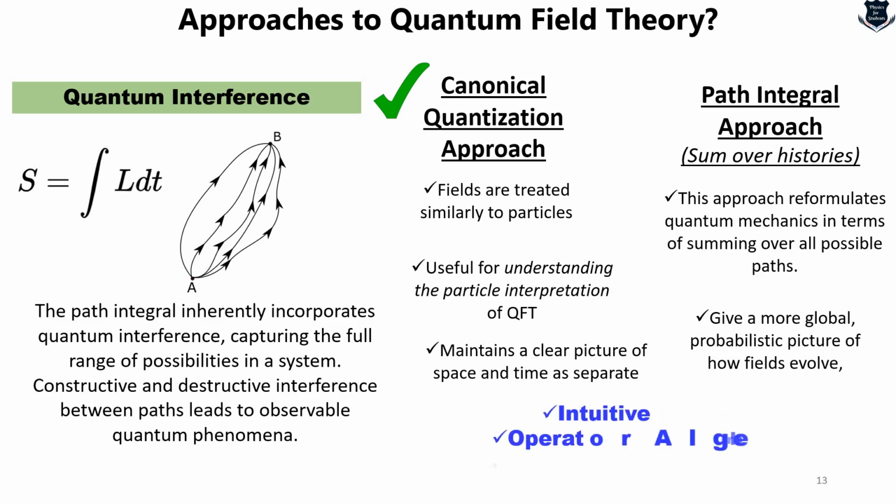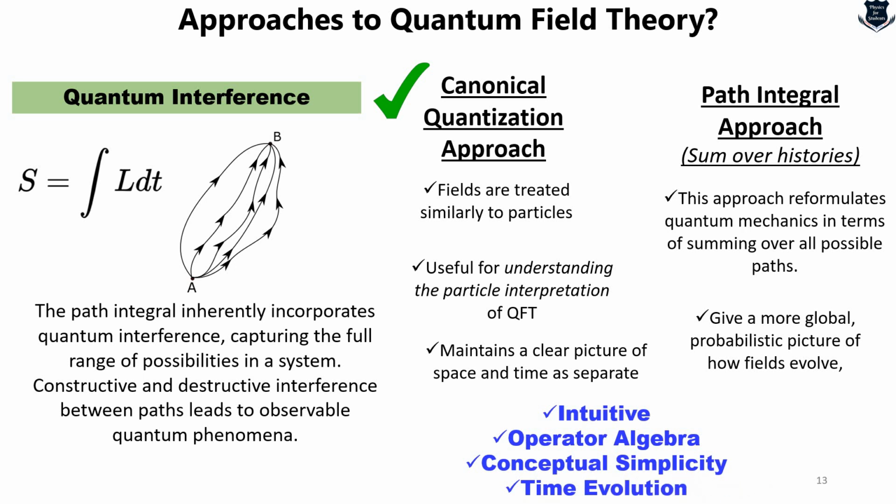Why is it much easier to understand? These are the reasons. It is much more intuitive because canonical quantization directly promotes classical variables like position and momentum, which we are quite aware of. The mathematical framework of operator algebra is well established and widely used in quantum mechanics. Also, it involves conceptual simplicity in time evolution, because canonical quantization leads to the Schrodinger equation, which governs the time evolution of quantum states, and this is often easier compared to Feynman's path integral formalism.